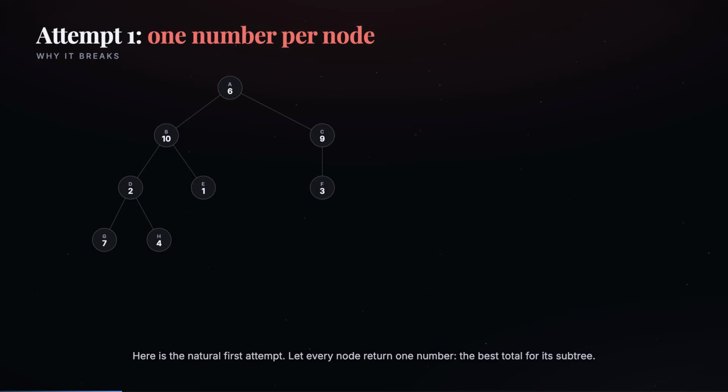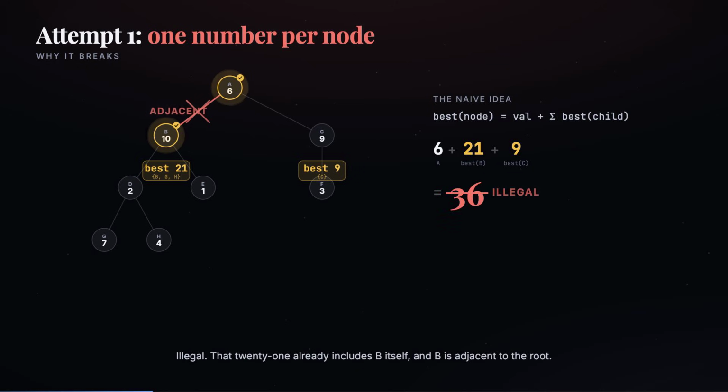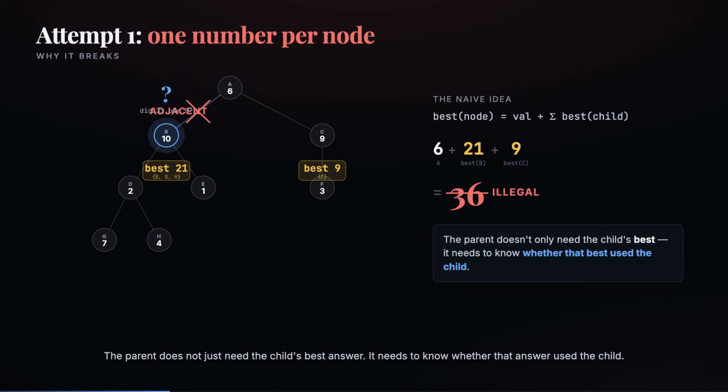Here is the natural first attempt. Let every node return one number, the best total for its subtree. Node B's best is 21. Node C's best is 9. So at the root, 6 plus 21 plus 9 equals 36. Illegal. That 21 already includes B itself, and B is adjacent to the root. The parent does not just need the child's best answer, it needs to know whether that answer used the child.